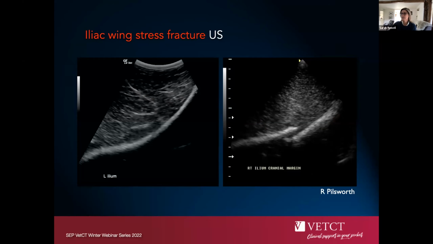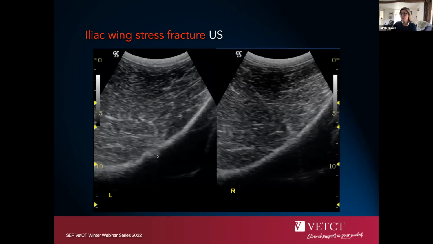Iliac wing stress fractures. So obviously when we're scanning the ilium, ultrasound would be your go-to modality. If you were suspicious of an iliac wing stress fracture, with ultrasound you try to get this nice normal longitudinal view of the iliac wing, a nice smooth concave contour. Compare that with the image on the right. This is a complete displaced iliac wing stress fracture. You can see the fragments overriding here. These are the two extremes of what you might see, but there's obviously a whole range in between.